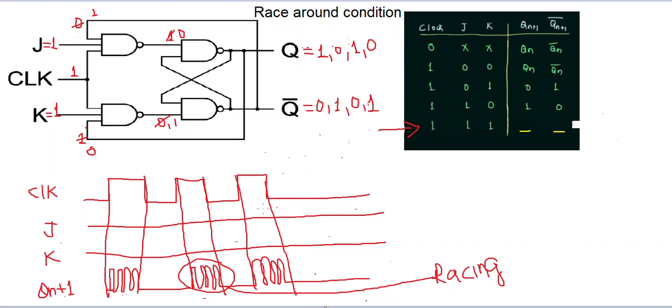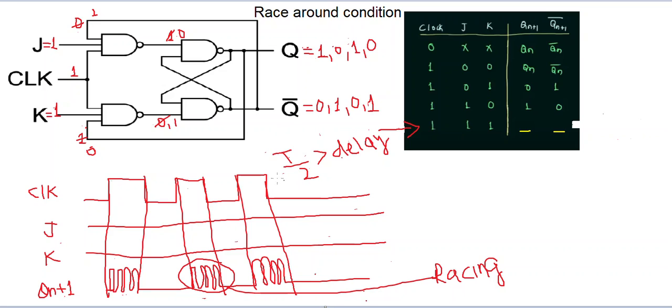And why does this race condition happen? Because the half time period is greater than the delay of the flip flop. This is very important. Let's first understand delay. What is delay? You know that each gate has some propagation delay to generate the output. When the inputs are available at the gate, it requires some time to generate the output. That is the propagation delay of the flip flop.